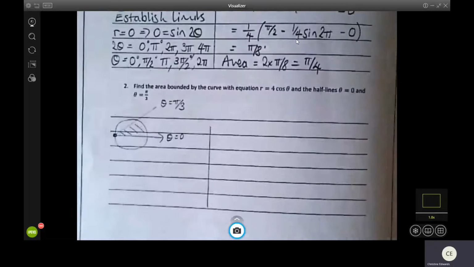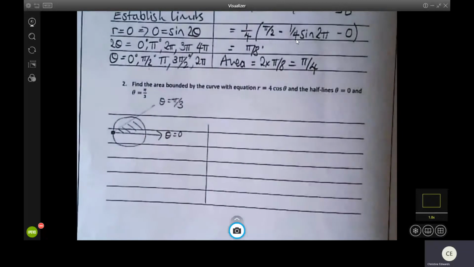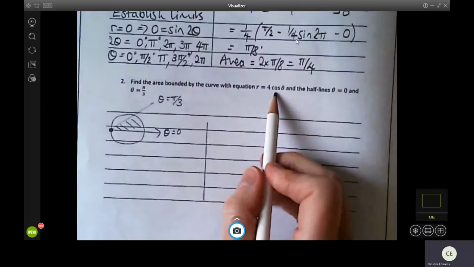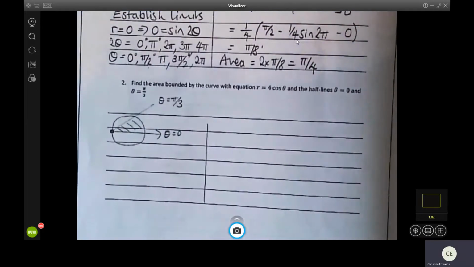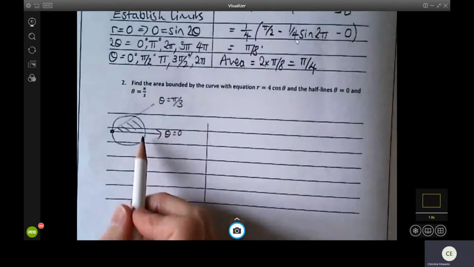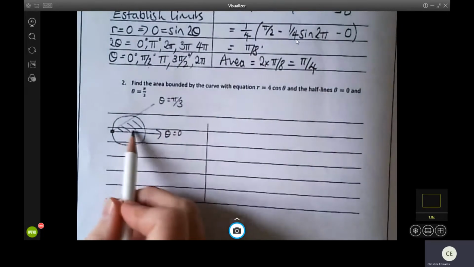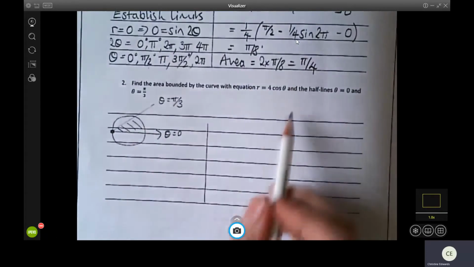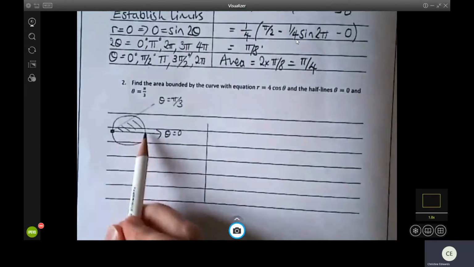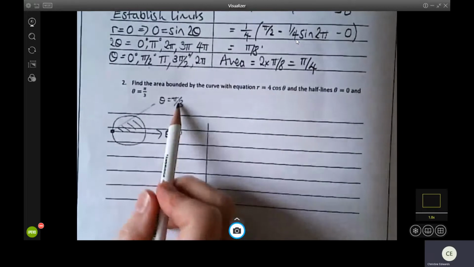Give you another example. Again, I've used my calculator to help me sketch the curve, which I have here. As you can see, I'm looking for this shaded area here. Now, in this case, they're asking me to find the area between 0 and pi over 3.